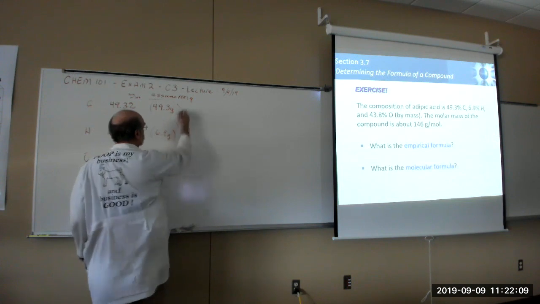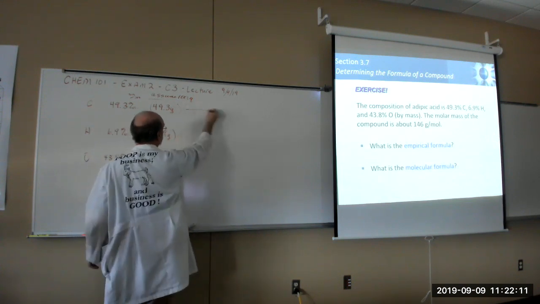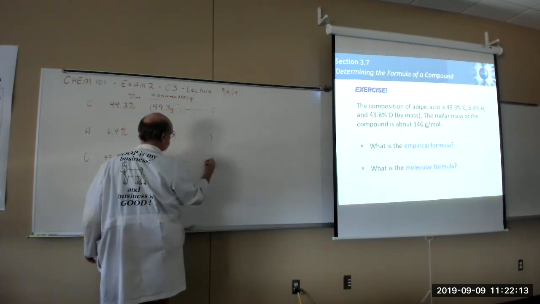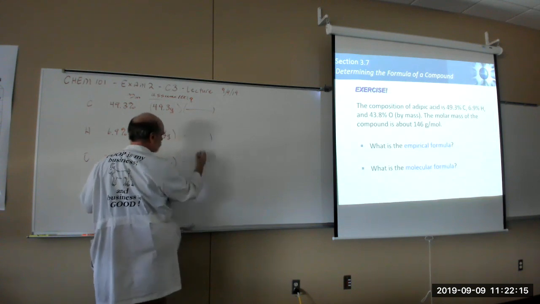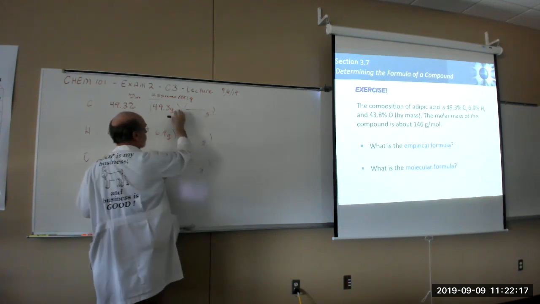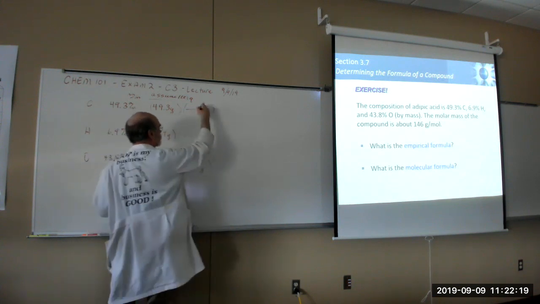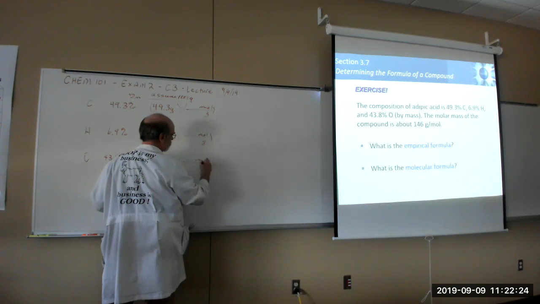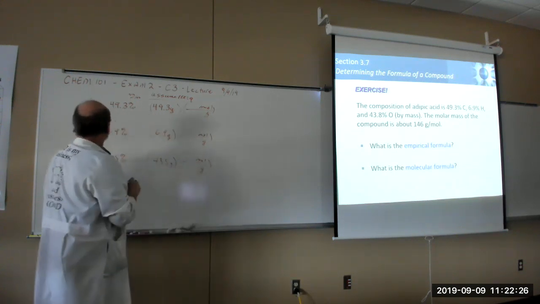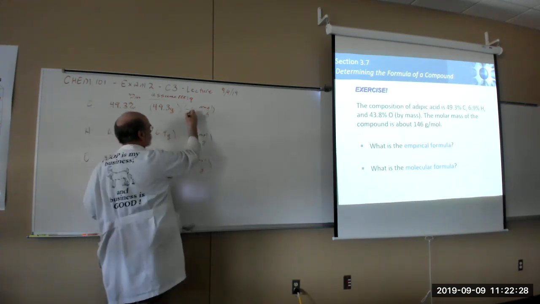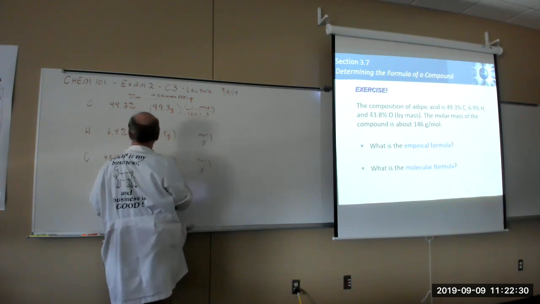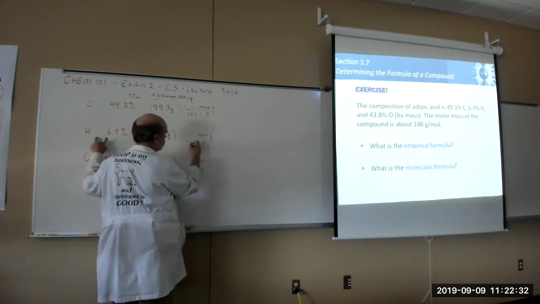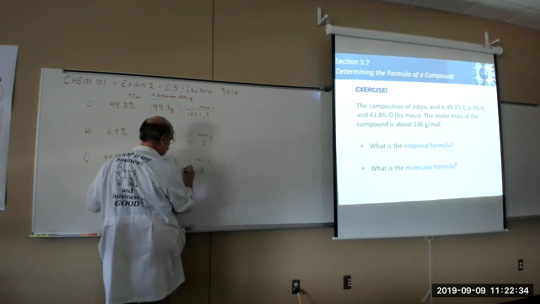So now we've got an assembly line going here, and we're going to convert to moles of each one. What do we need? Grams on the bottom, right? Because we have to cancel the grams. Moles on the top, because that's where we're headed. Okay? So carbon is what? 1 mole is 12.01 grams. Hydrogen is 1.01 grams. And oxygen is 16.